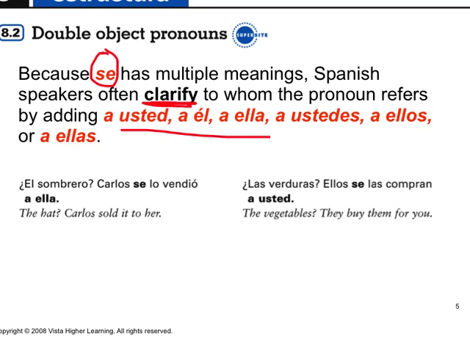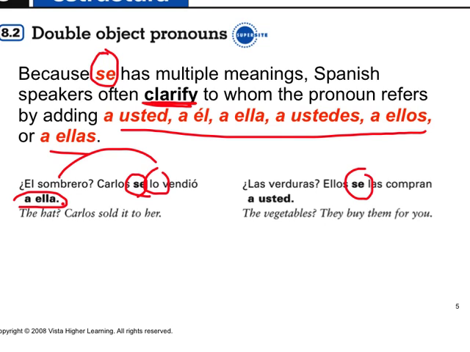And sometimes, because the se has so many different meanings, you may have to clarify using a prepositional phrase like a usted, a él, a ella, a ustedes, a ellos, a ellas. El sombrero, Carlos se lo vendió a ella. Now we know that that se is referring to her. That hat, Carlos sold it. There's the lo right there, referring to hat, to her. Las verduras, ellos se las compran a usted. So the se is referring to a usted. The vegetables, they buy them for you. The las is referring to verduras.